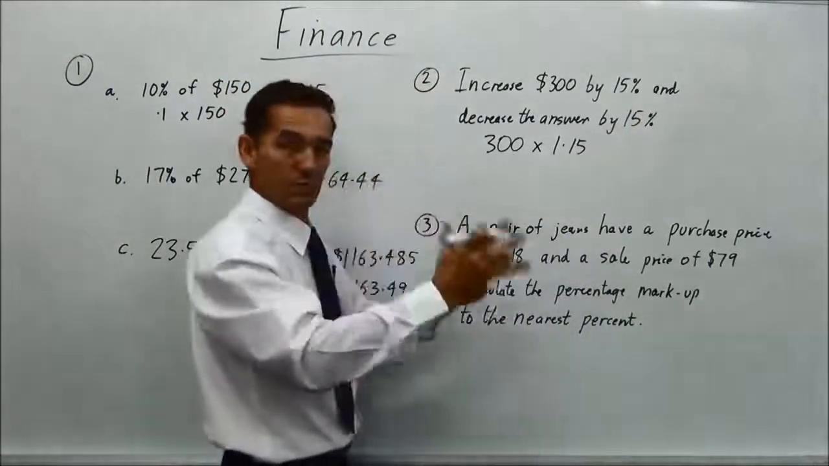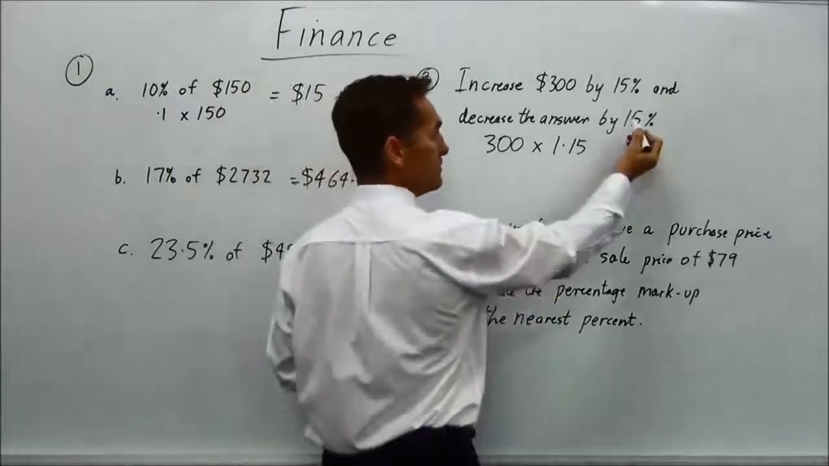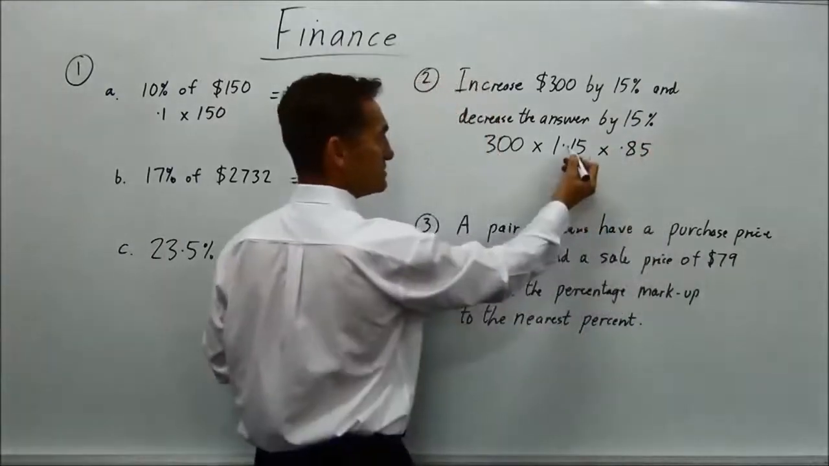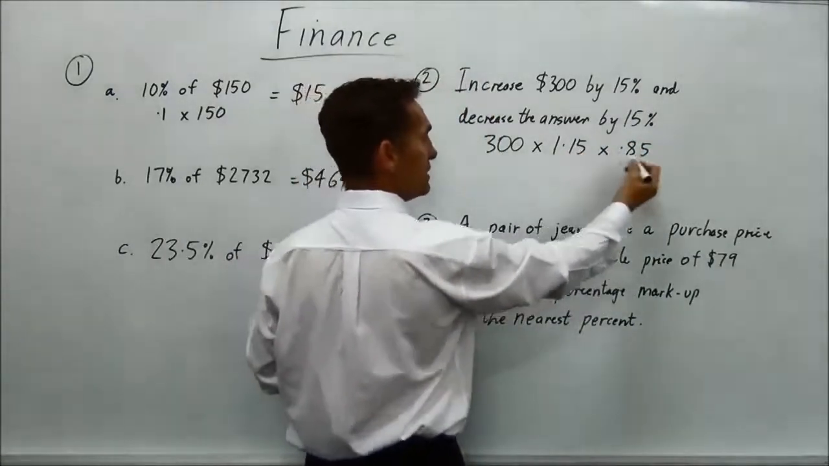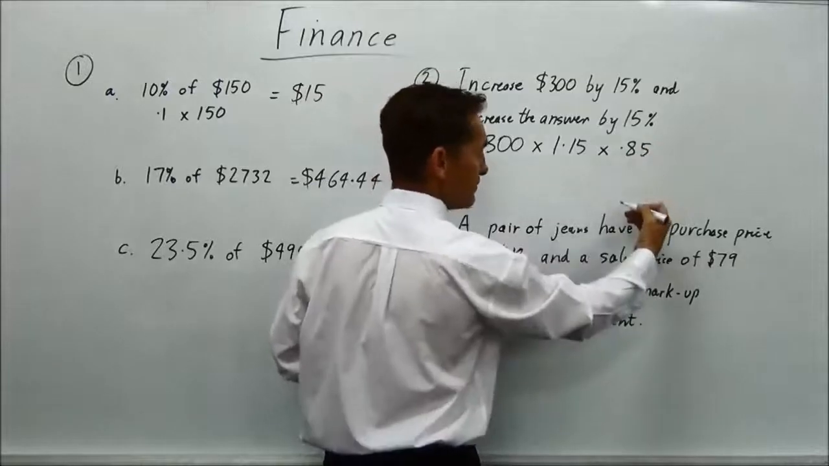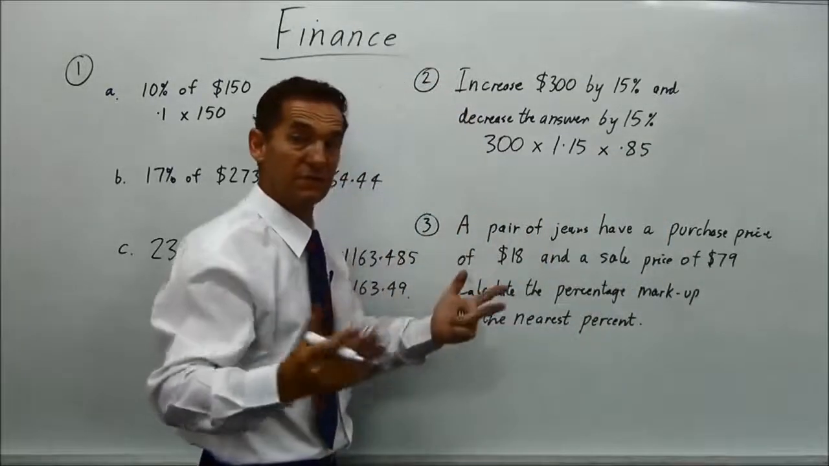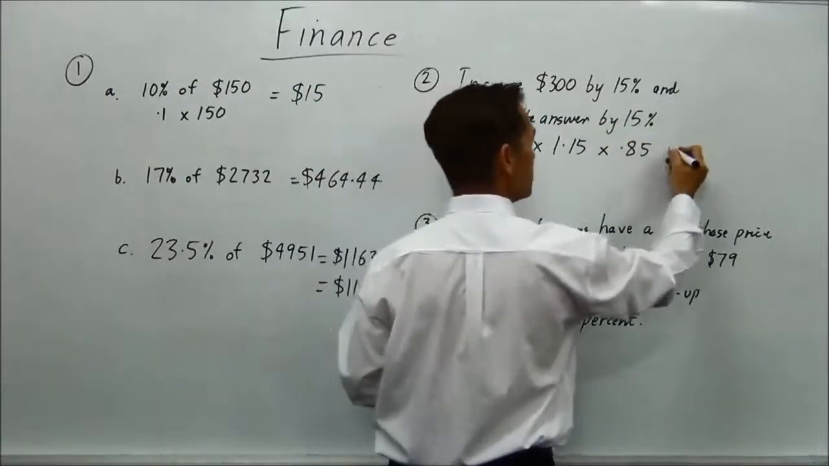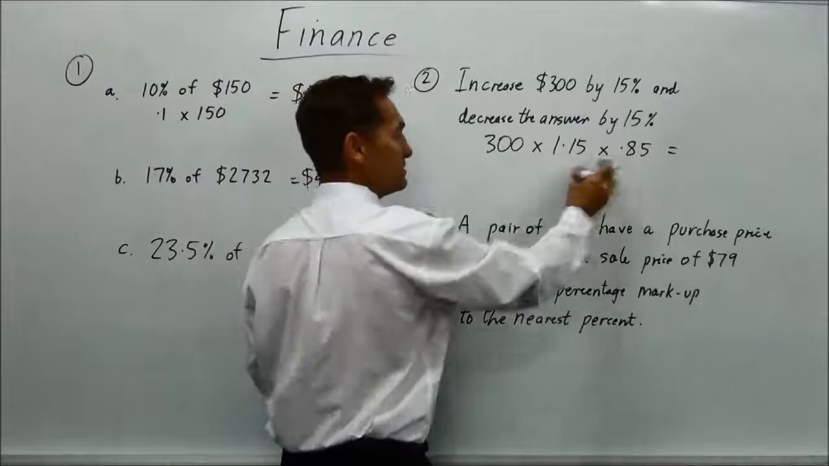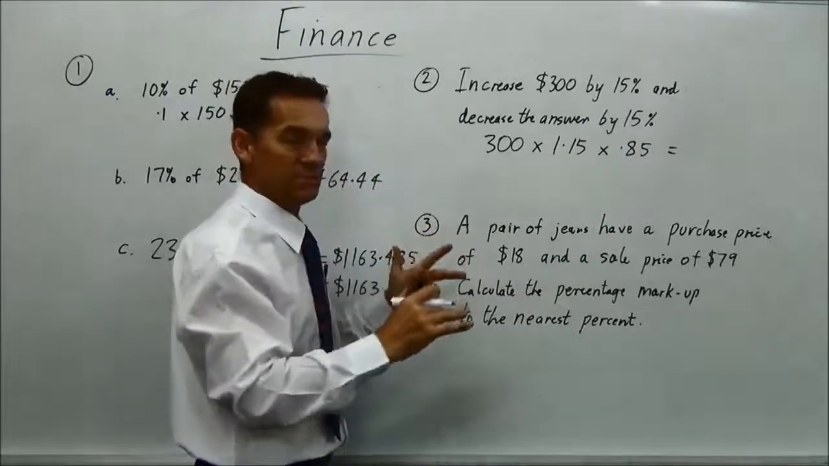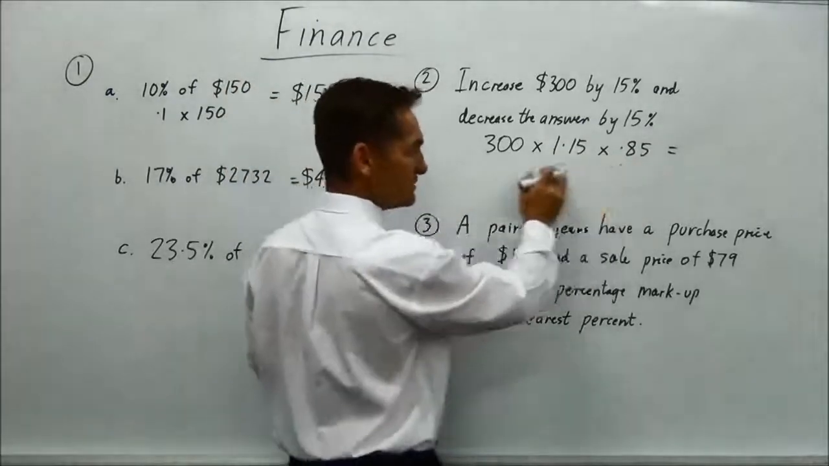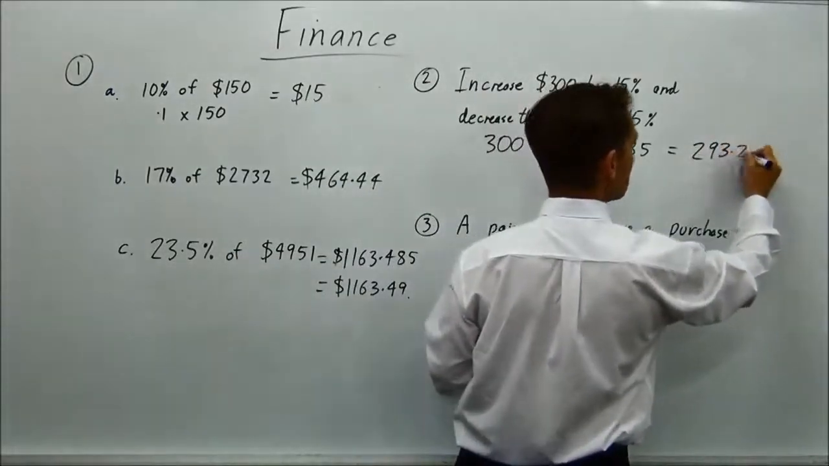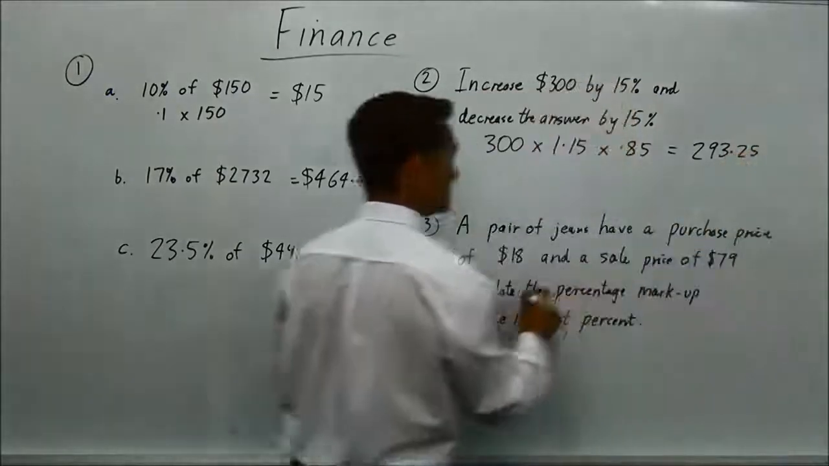So 115, and then I'm going to decrease the answer. So I'm going to do it all in one step. If I decrease by 15, I'm actually going to multiply by 0.85. So this is 115%. This is 100% take away 15. 100 take away 15 is 85. So you can do all of this in one step if you're actually aware that that's what you can do. If you're not, it's okay. You can do it step by step, but this way is much faster. Now you should end up with 293.25.